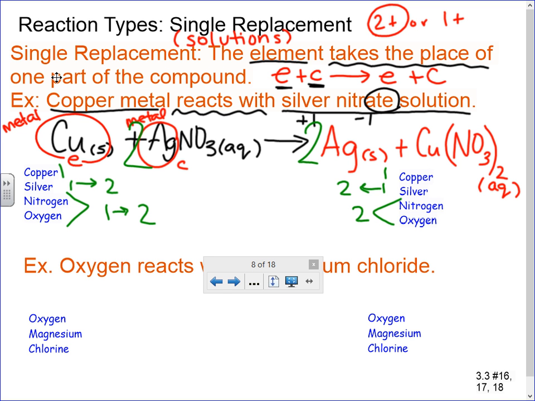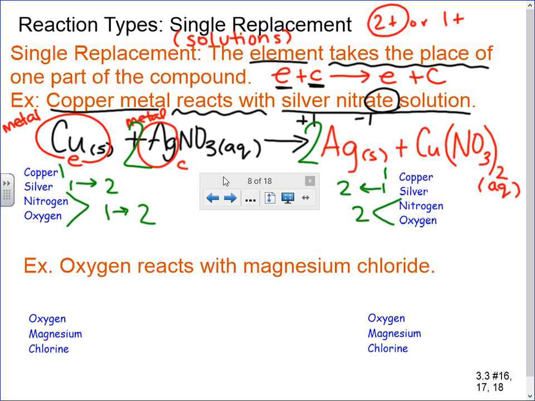So we're still going to practice balancing, but in the context of different types of reactions. Would anybody like to ask any questions about this example?